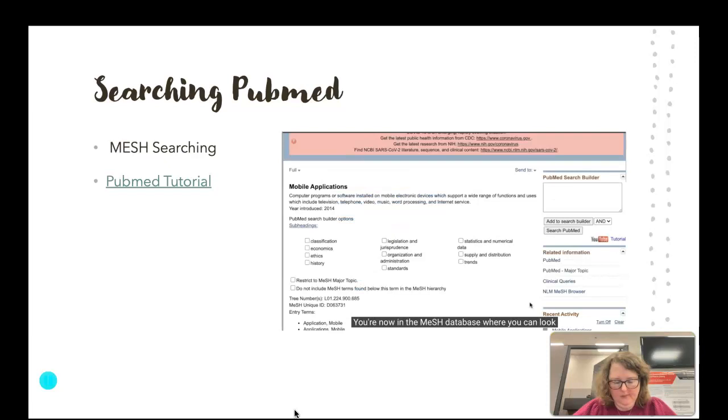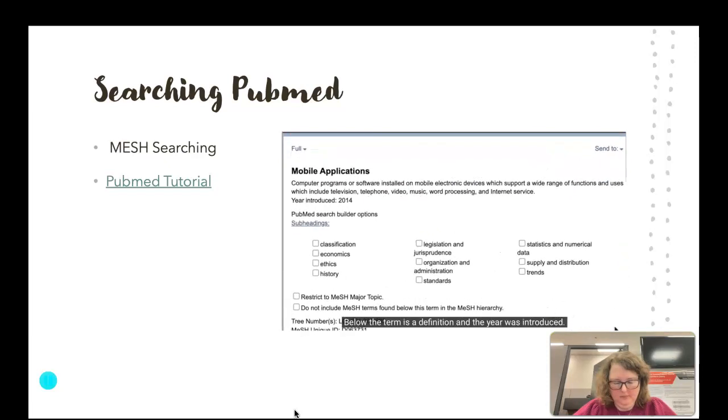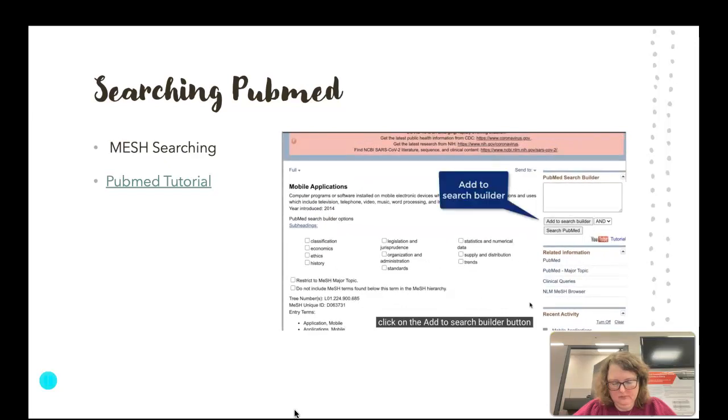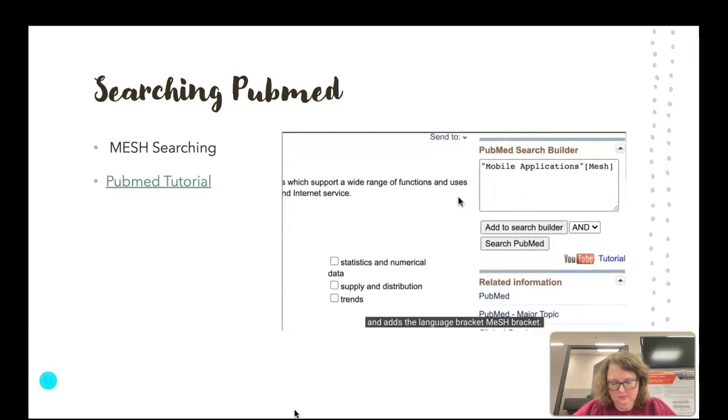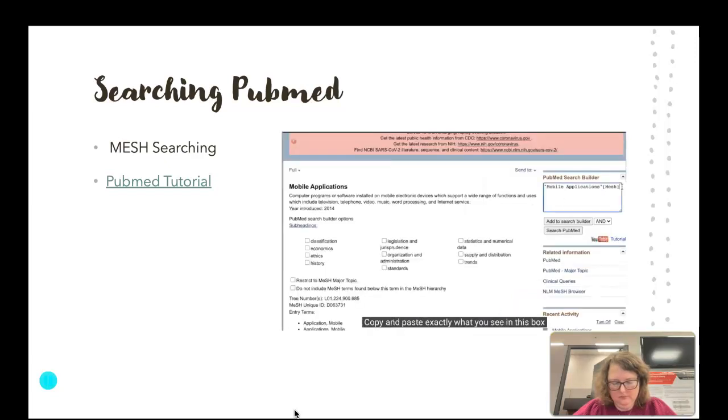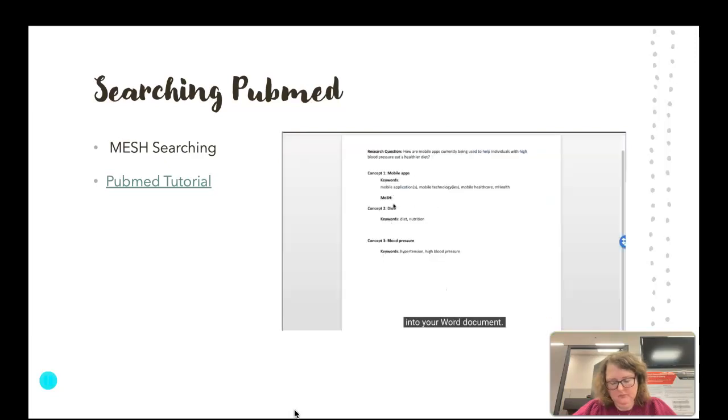You're now in the MeSH database where you can look more closely at the heading. Below the term is a definition and the year it was introduced. Read through the definition, and if everything looks good, click on the Add to Search Builder button on the right-hand side of the screen. Notice that PubMed puts the term in double quotes and adds the language [MeSH]. This is the syntax that PubMed needs so that it knows to search the term as a MeSH. Copy and paste exactly what you see in this box into your Word document.